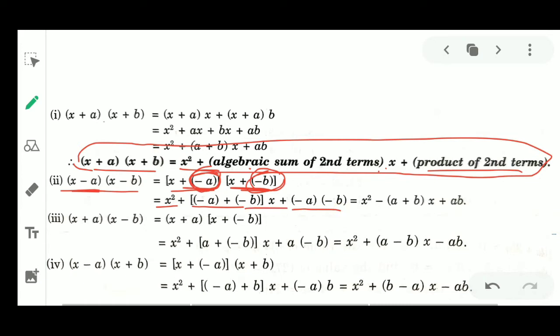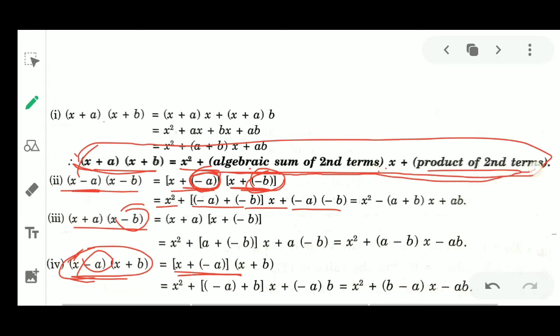Clear? If you have (x + a)(x − b), here x − b can be written as x + (−b), and if it is like (x − a)(x + b), here x − a can be written as x + (−a). Clear? So here you only have to remember that (x + a)(x + b) = x² + algebraic sum of second terms into x + product of second terms.